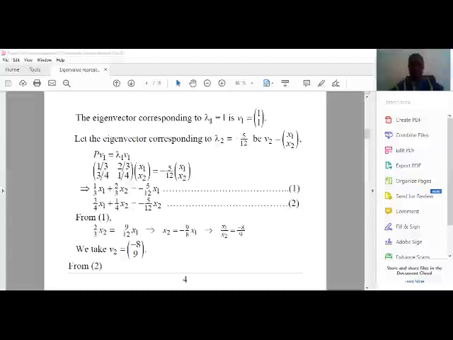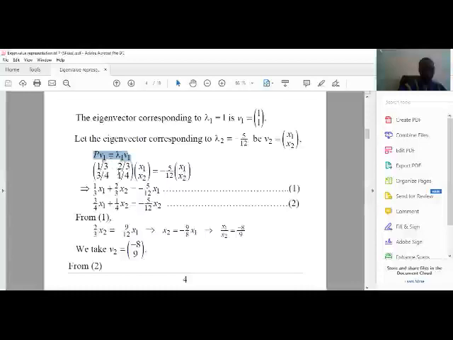Always. So with that one, you don't need to work. So we have to determine the second eigenvector, which is corresponding to the second eigenvalue, minus 5/12. To do that, we use this equation. This is an eigenvector representation. We use this equation.